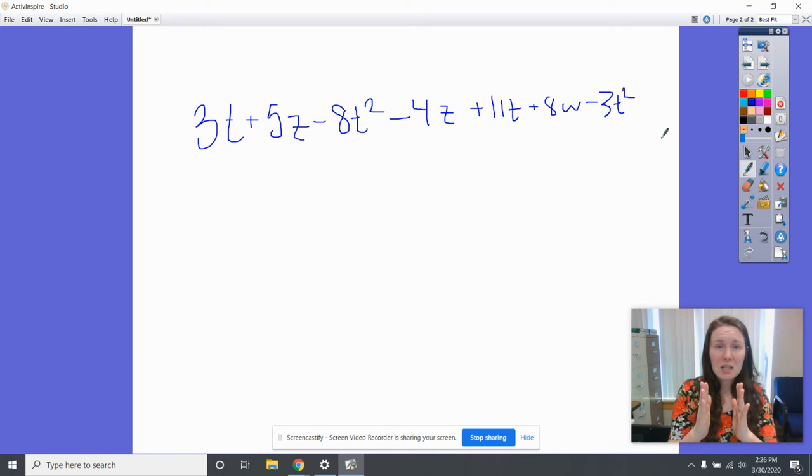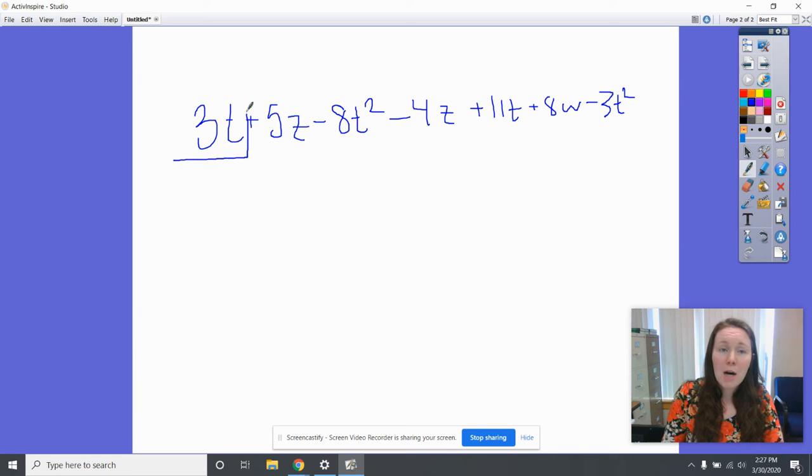We're simplifying it. I like to put shapes around each term. And when I put a shape around a term, I need to put a shape around the term and the sign right in front of the term. So let's start with this.